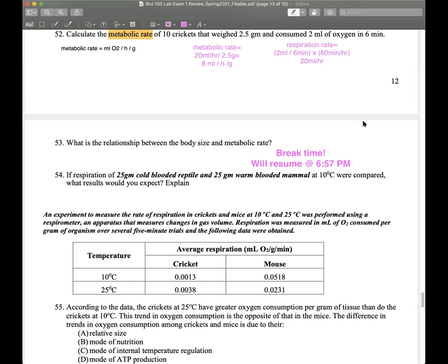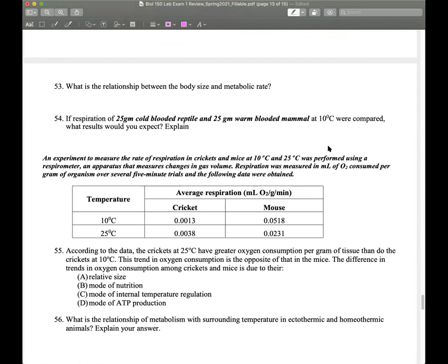All right, let's finish up this document. So we have a little bit more about metabolism. It's asking us about the relationship between body size and metabolic rate. So would you expect a larger animal to have a higher metabolic rate or a smaller animal to have higher metabolic rate? When the size increases, the metabolic rate decreases. Yeah, that's generally the trend that we see.